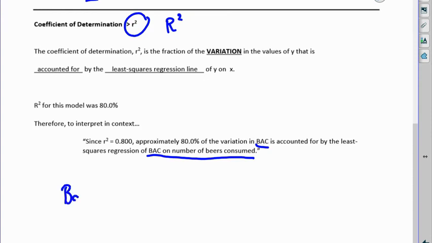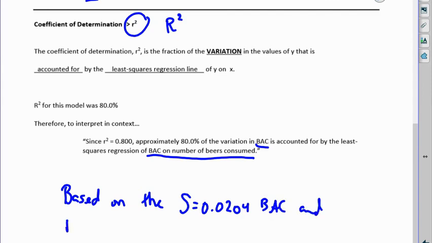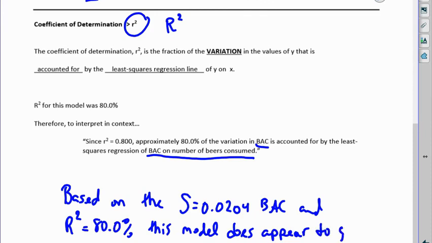So based on S equal to 0.0204 BAC and R squared equals 80%, this model does appear to help predict, to give, I would say, maybe a rough prediction estimate of BAC using number of beers, and appears helpful. Yeah, I'd say that's a helpful model.